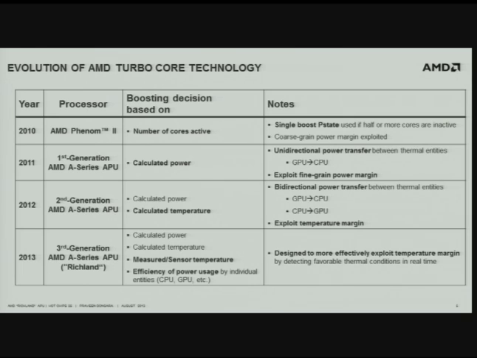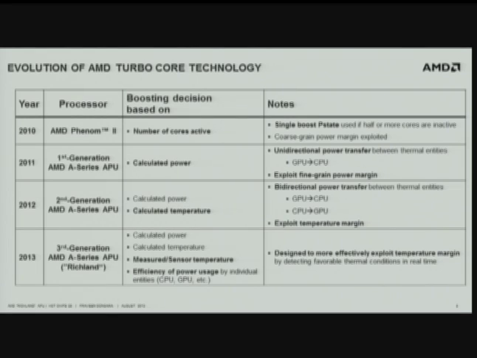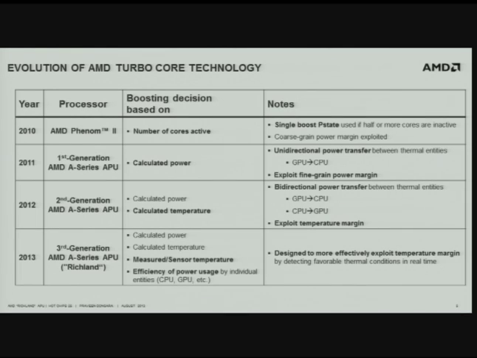But later on, with the first generation AMD A-series APU, we started calculating power on the die. We have the so-called system management unit, where the firmware can calculate power in real time, dynamically. Based on the calculated power, we can make boost decisions. As far as power transfers, if the GPU is idle, it can transfer the power budget to the CPU.